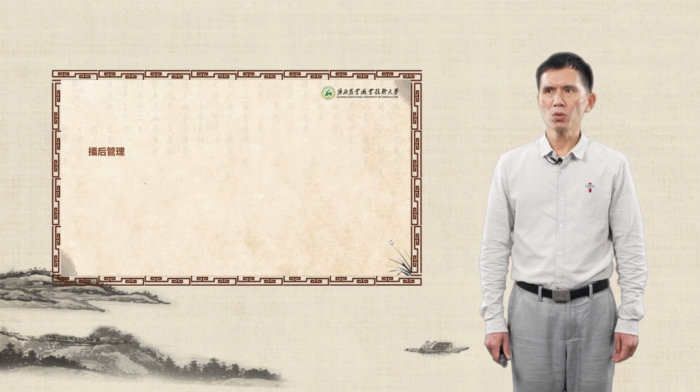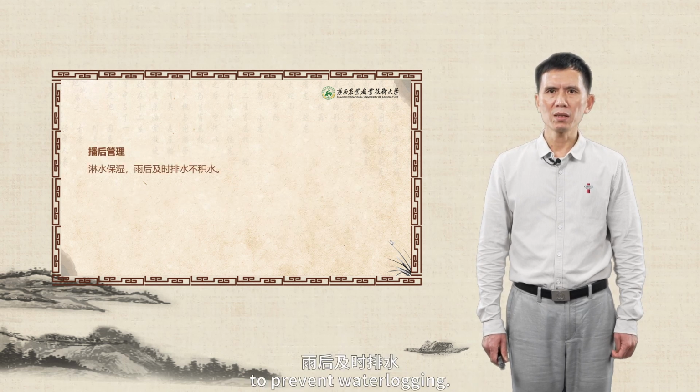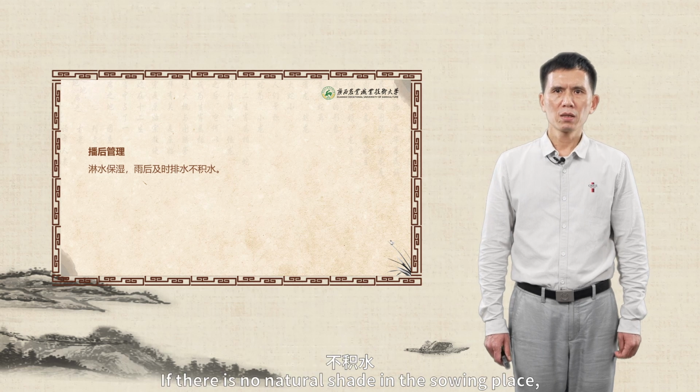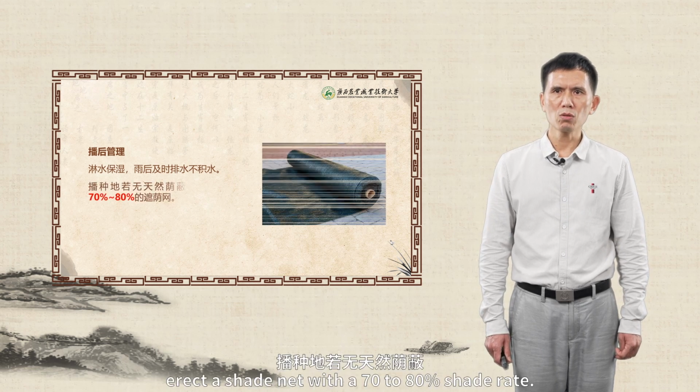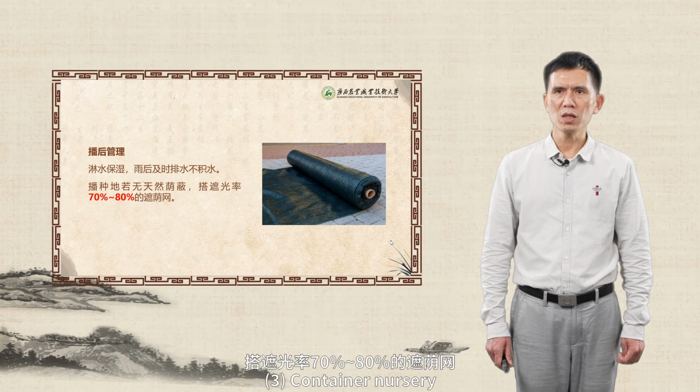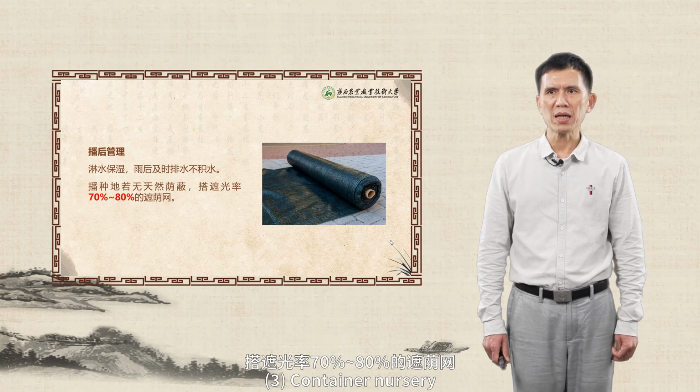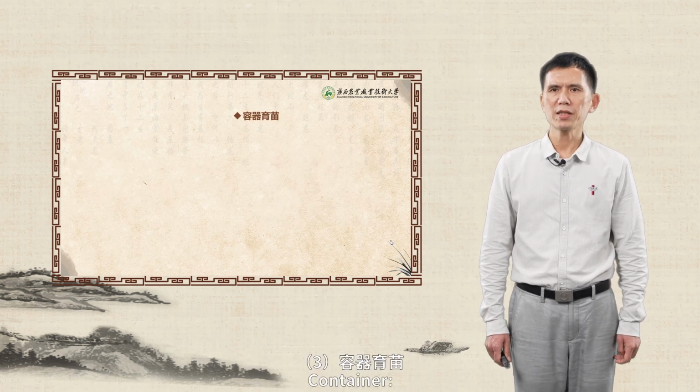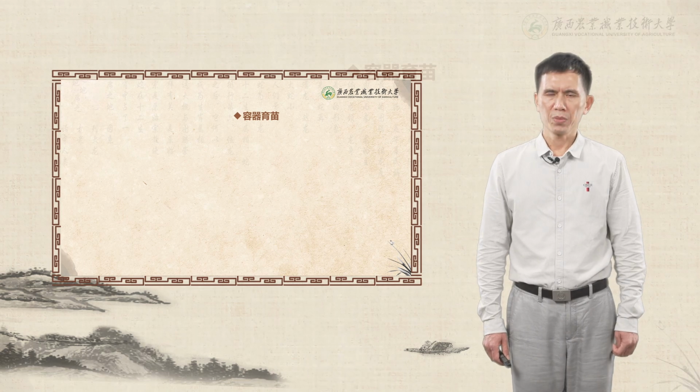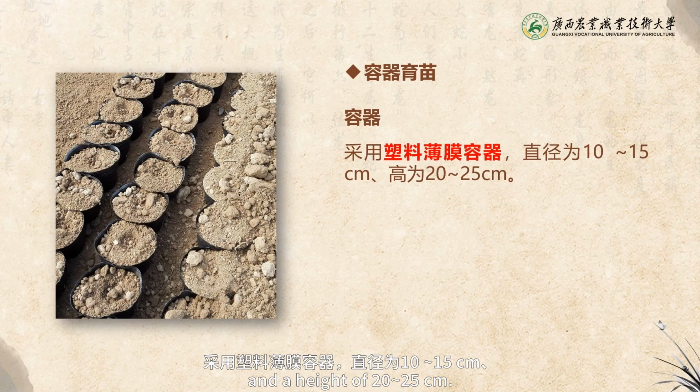Post-sowing management. Water to keep moist, and timely drain water after rain to prevent waterlogging. If there is no natural shade in the sowing place, erect a shade net with a 70 to 80% shade rate. 3. Container nursery. Container: plastic film container with a diameter of 10-15 cm and a height of 20-25 cm.